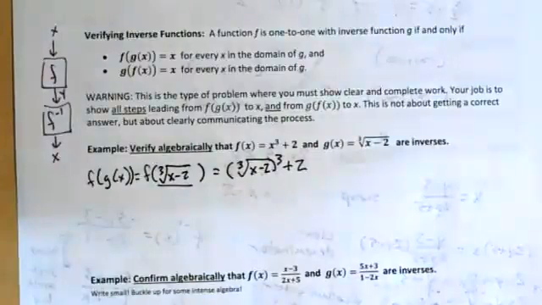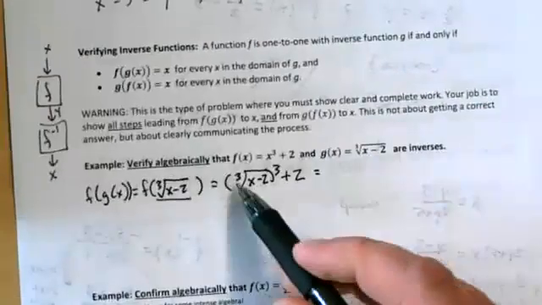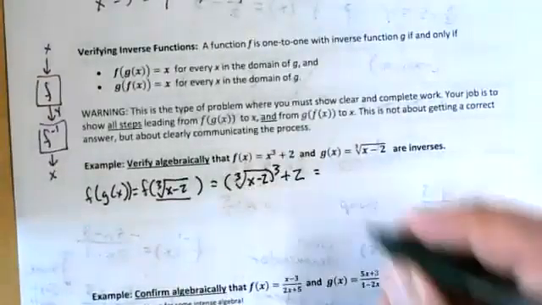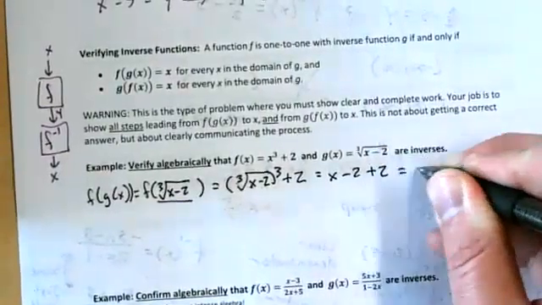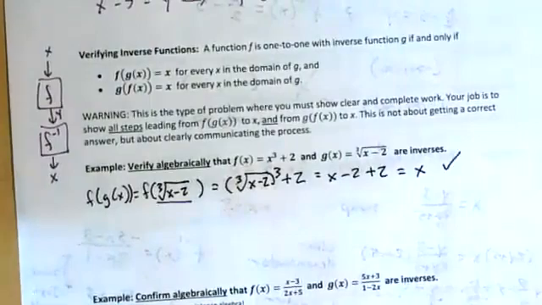Ooh, I think it's going to work. Two more steps and we're there. All right, what's going to happen to this cube root in the cube? Cancel. We got x minus 2 plus 2, which is x. Check. We're halfway done. In order to verify, you have to do it both ways. So we need to now go back and do g of f of x.